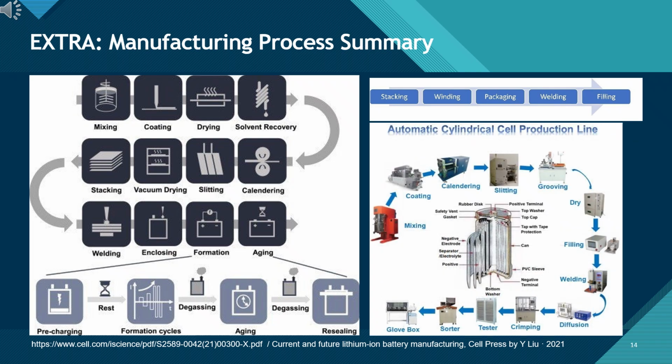This slide compares various perspectives on the cell assembly process. The first diagram shows the general sequence of stacking, packaging, welding, and filling. The second highlights an automated cylindrical cell line with each machine step, from electrode preparation to testing and glove box handling. The third provides an internal look at a cylindrical cell, showing how electrodes, a separator, and safety features are arranged inside the can. Together, these visuals help us understand both the process flow and the equipment involved.